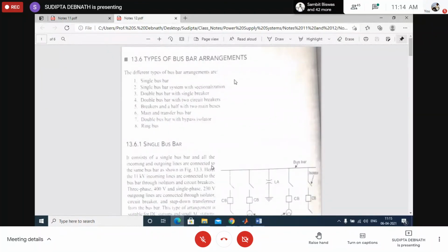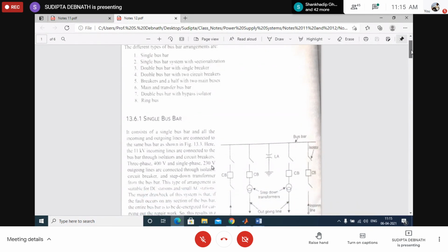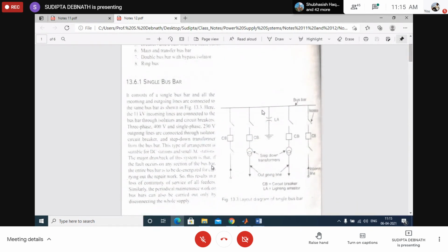So what is the bus bar arrangement? I told you, it is simply a rectangular cross-sectional conductor of fixed voltage. One bus bar means it is fixed voltage at every point. So single bus bar is very simple. Single bus bar means, see, this is the figure. This is a bus bar. These are the incoming lines. This one is incoming, this power is coming.